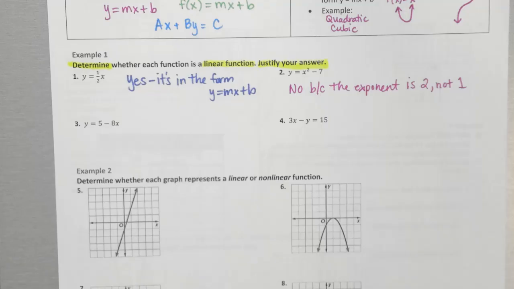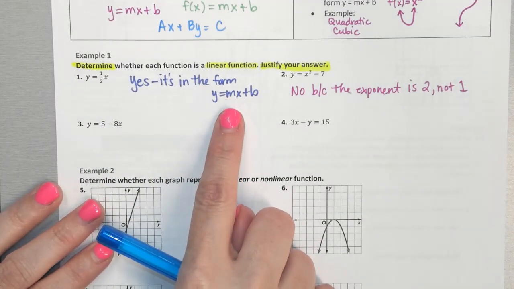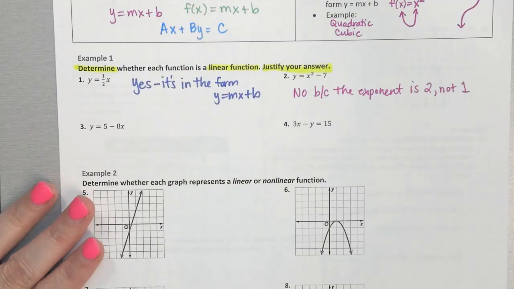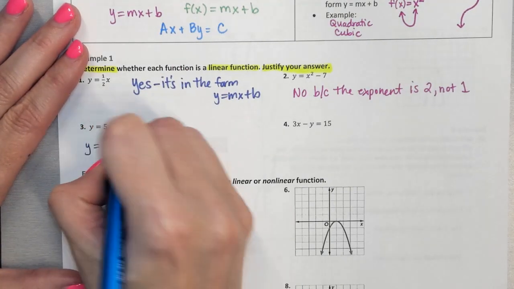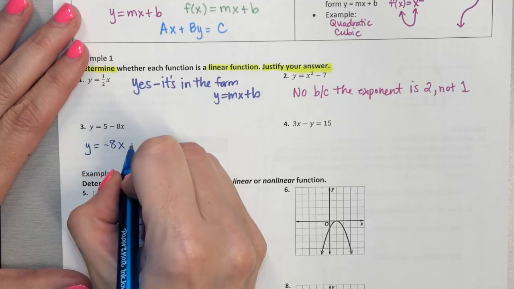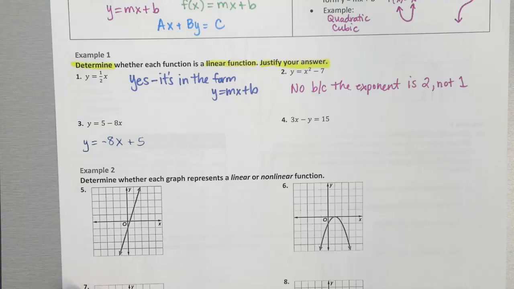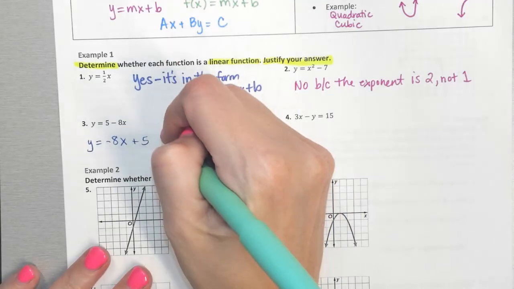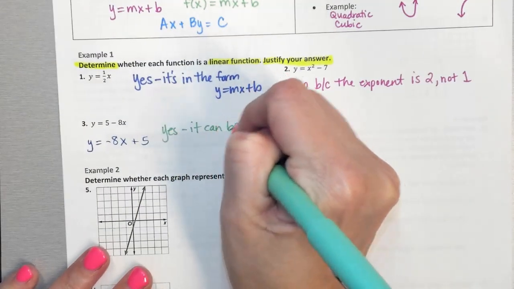That would be fine. All right, and then for number 3, this isn't written in the form y equals mx plus b. It's not quite written in standard form either, but you could rewrite it. You could rewrite it as y equals negative 8x plus 5. It's okay to switch the order. Okay, so the answer for this would be yes, and you can say it can be written in the form.